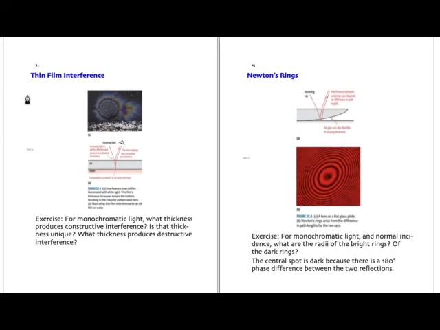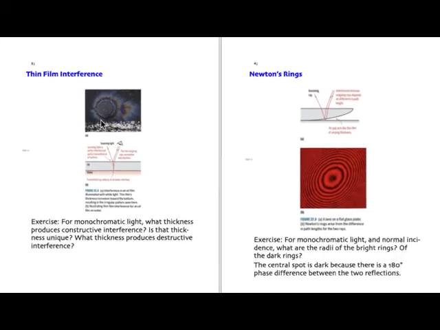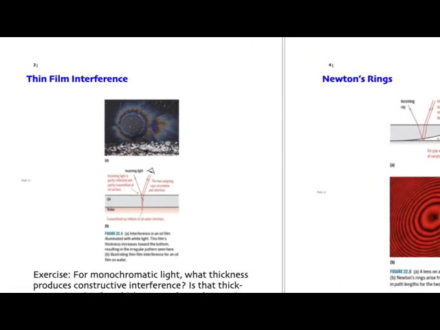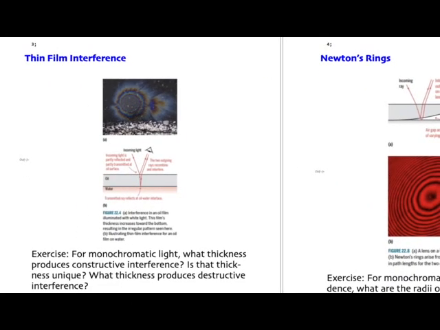The first example is called thin film interference. Here's a photograph. See if I can blow this up a little bit. You have oil on the ground and sunlight striking the oil. Let's say the oil is on a mud puddle. So you have a puddle of water, and on the surface of the water there's a slick of oil. Then you have sunlight reflecting from that slick of oil.